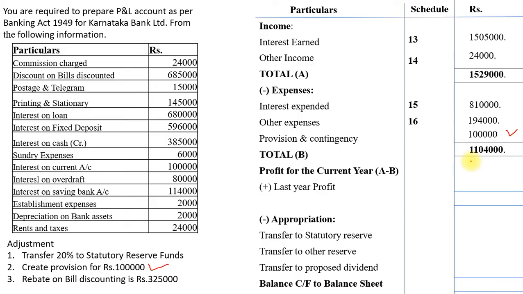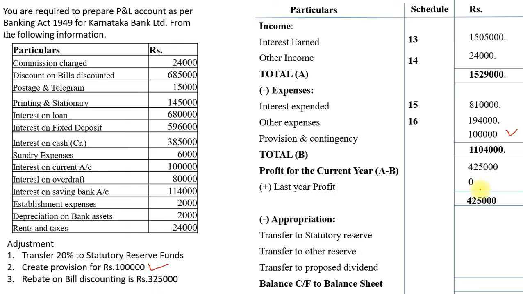That's the expenses total. We already have income. We got our expense. We will subtract it now. 15 lakh 29,000 minus 11 lakh 4,000, and we will get a profit of 4 lakh 25,000 rupees for the current year. Now, last year the profit is not mentioned anywhere, so it is zero. So the same amount comes down. So that's my total profit.